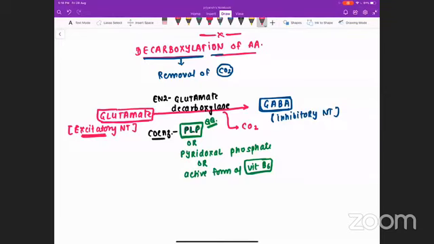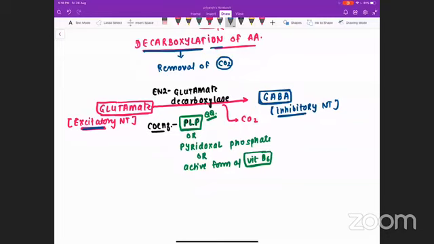So a simple decarboxylation reaction in the brain will convert the excitatory neurotransmitter glutamate into an inhibitory transmitter, that is GABA. So this is one example of a decarboxylation reaction of an amino acid. If I add one more example, this is the first example.